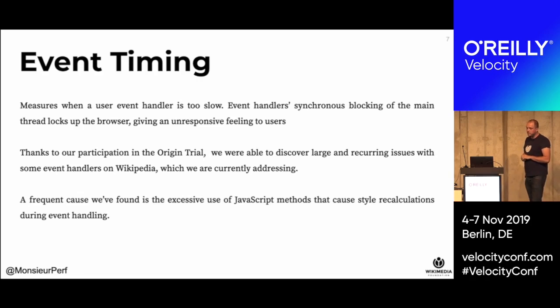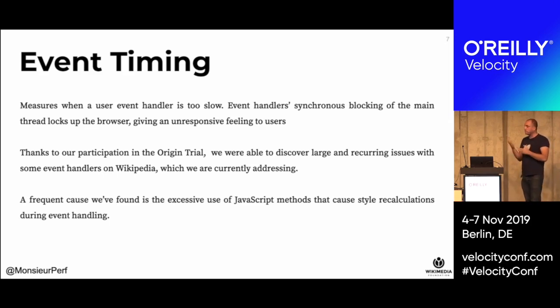Event timing is another interesting new API, which allows you to figure out when your event handlers are too slow. So imagine you have an event handler on clicking, scrolling, whatever, any user action on your page. Well, sometimes your code running on the main thread is going to be too slow, and that's going to result in the experience feeling janky, like or unresponsive. Like you're clicking on something and you can't even scroll the page while the event handler is running.